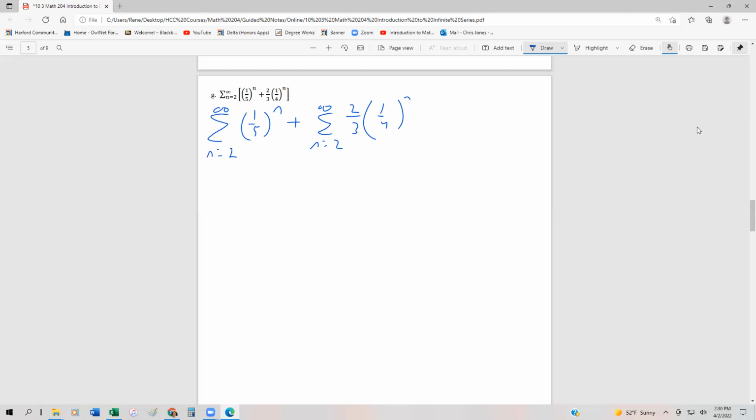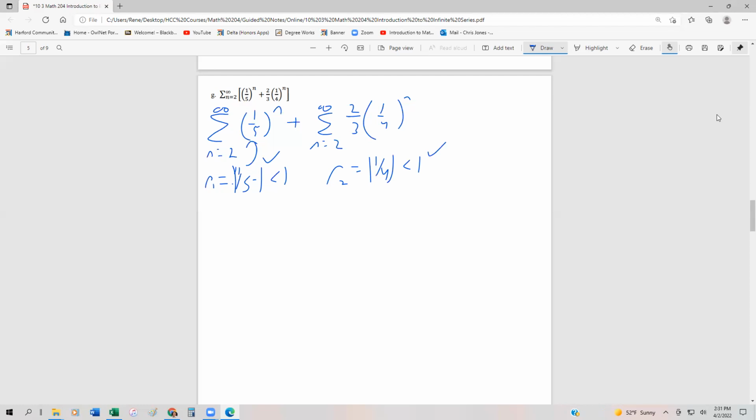Now, for both of these, it's actually pretty easy to find r and a. Let's find r first because we want to make sure that they both are convergent. So in this case, r1 is a fifth, and clearly that's less than 1 if we take the absolute value, so that's good. And then over here, r sub 2 is a quarter, and the absolute value of that is less than 1 as well. So that's convergent.